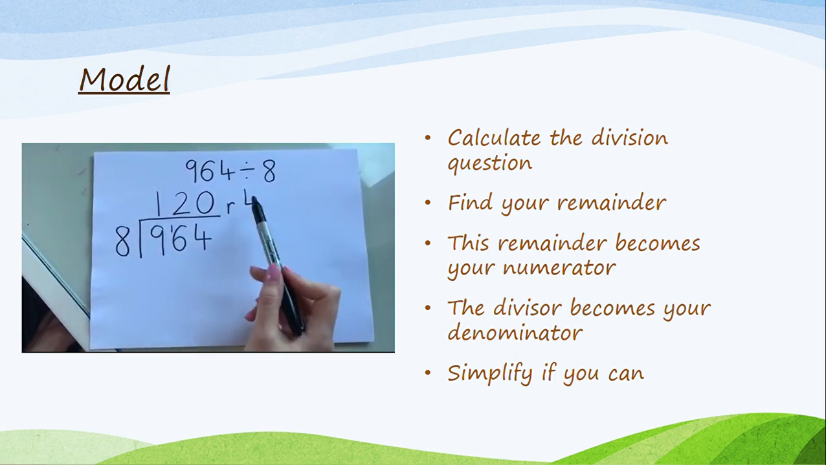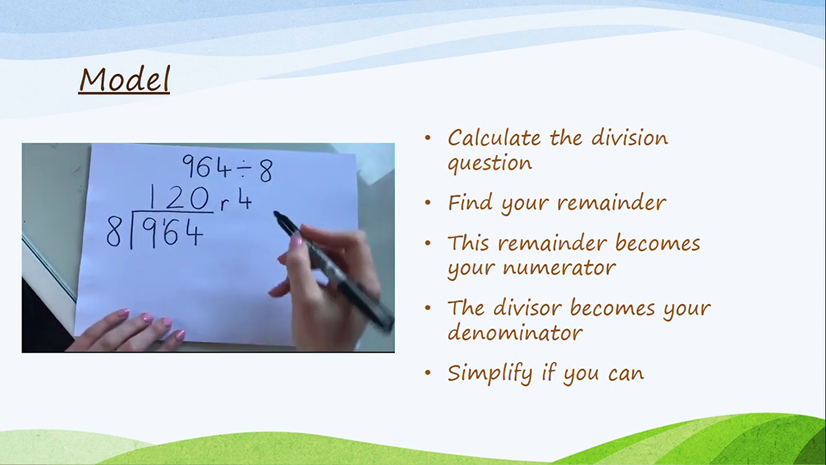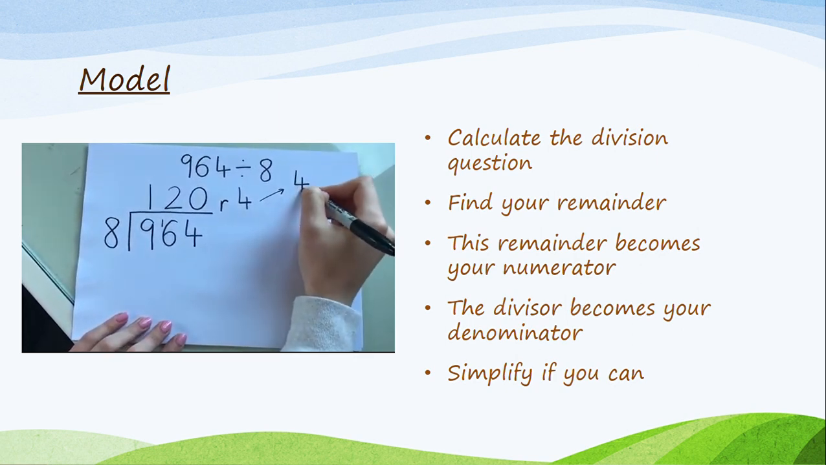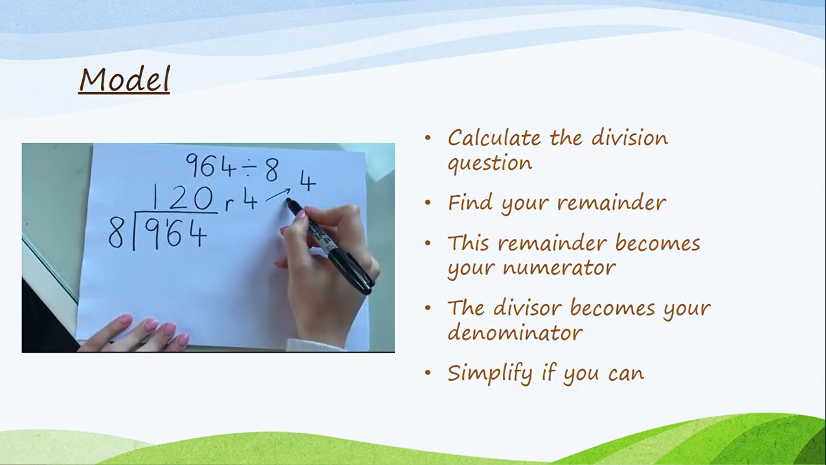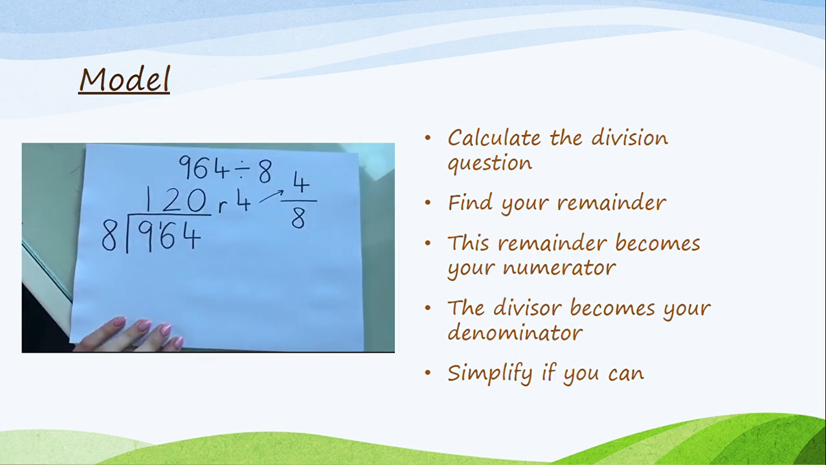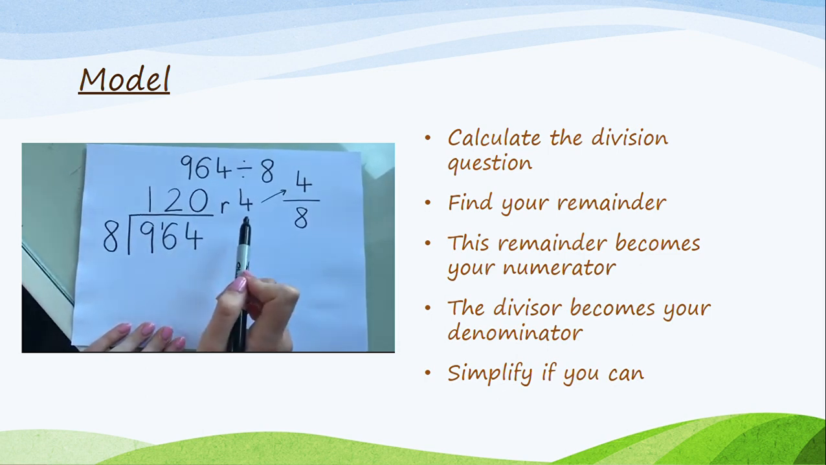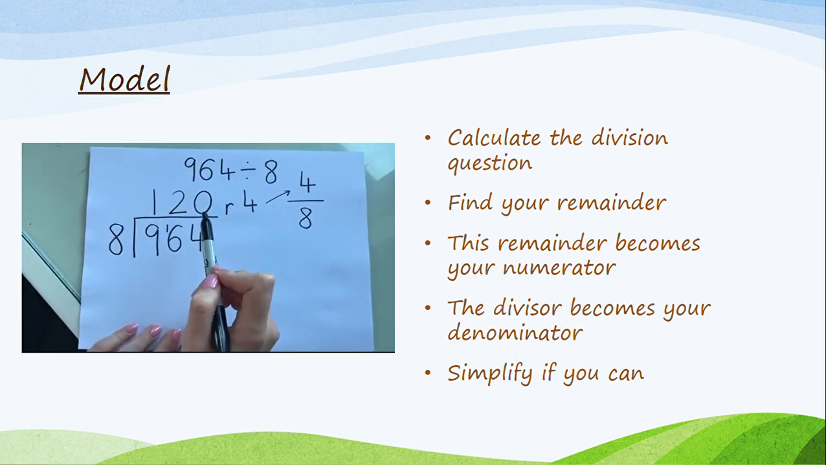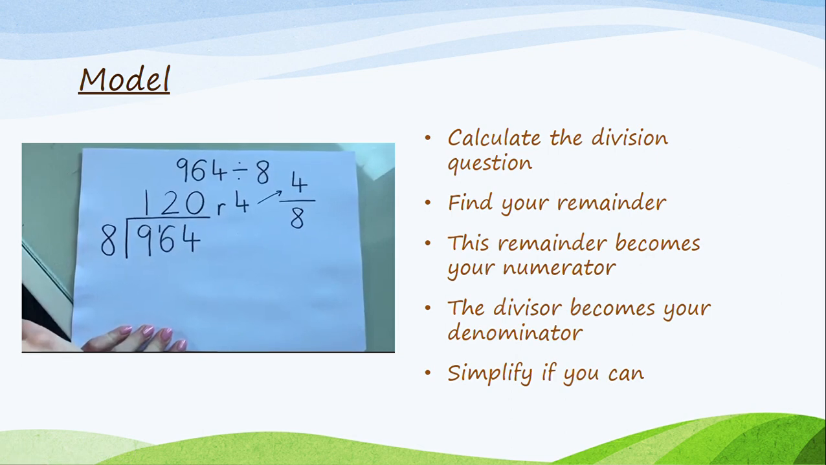To turn this into a fraction to show what extra bit each person is going to get, what we do is the remainder goes on top of the fraction, and our divisor, in this case it's 8, goes on the bottom of the fraction. So now we can say, instead of there being 120 pizzas each and 4 left over, we can say that each person's going to have 120 and 4/8 of a pizza each. We've managed to share our remainders out.